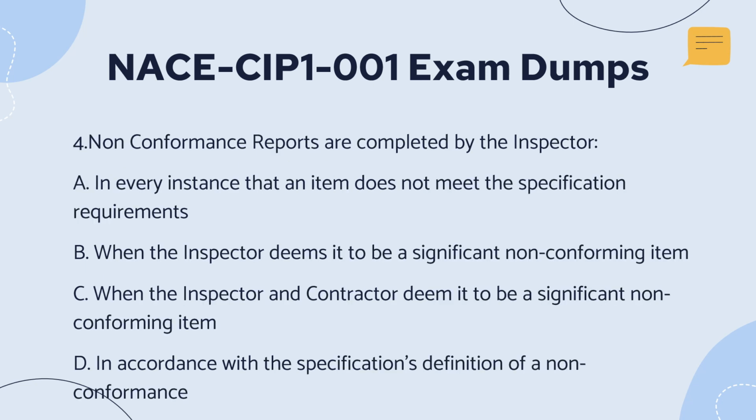4. Non-conformance reports are completed by the inspector: A. In every instance that an item does not meet the specification requirements. B. When the inspector deems it to be a significant non-conforming item. C. When the inspector and contractor deem it to be a significant non-conforming item. D. In accordance with the specification's definition of a non-conformance.